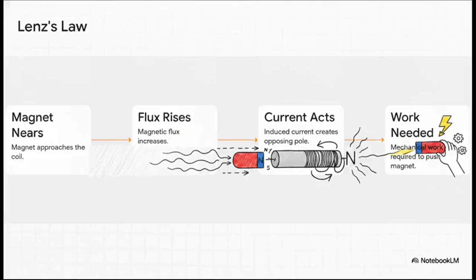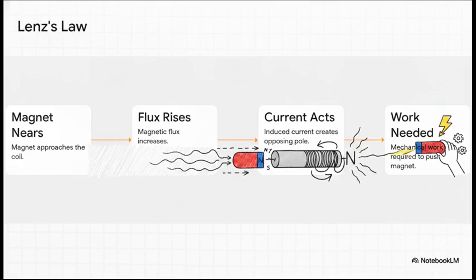Let's track the steps to see this chain reaction in action. You push the north pole of a bar magnet toward a wire coil. The magnetic flux through the coil goes up. To fight this increase, the induced current in the coil flows in a specific direction to create its very own north pole facing you. And since two north poles repel, you're going to feel physical resistance. It literally gets harder to push the magnet.